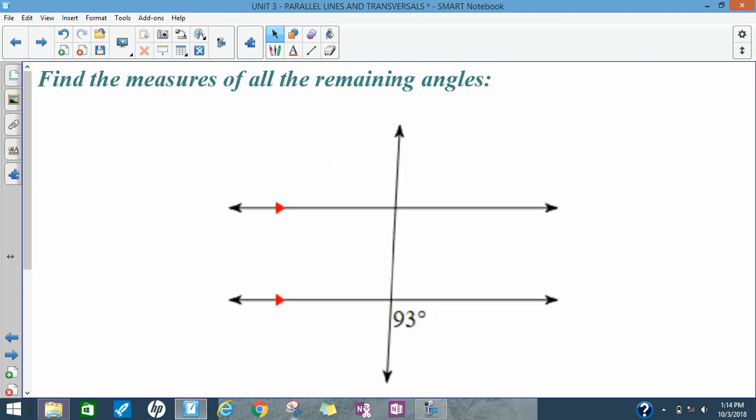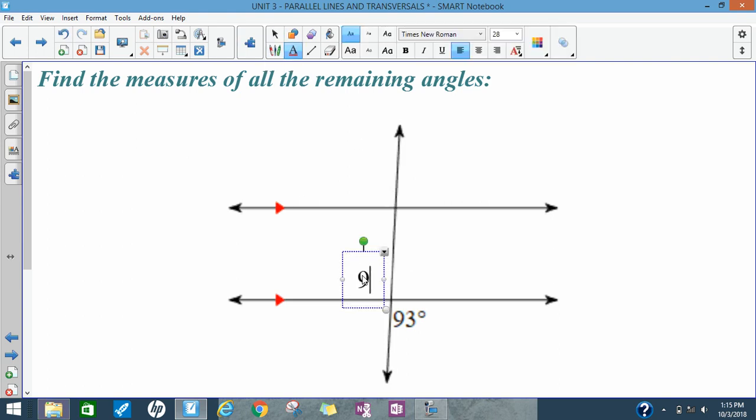So let's see an example of that. Here I have one angle that's 93 degrees. These two red arrows mean that those two lines are parallel. So what I'm going to end up with is an angle here that's 93, an angle here that's 93, and an angle here that's 93. You can kind of see a pattern here. These two across from each other are the same. These two across from each other are the same.